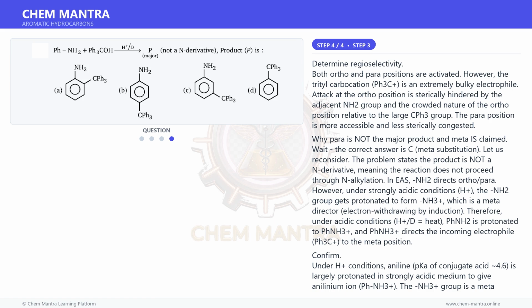A. The ortho product would require unprotonated NH2 directing ortho, but the steric bulk of Ph3C+ disfavors ortho. Also, under acidic conditions NH2 is protonated. B. The para product would result if NH2 were free, unprotonated, acting as an ortho-para director, but under acidic conditions NH2 is protonated to NH3+. D. Shows no NH2, which would mean a different reaction entirely, not consistent.